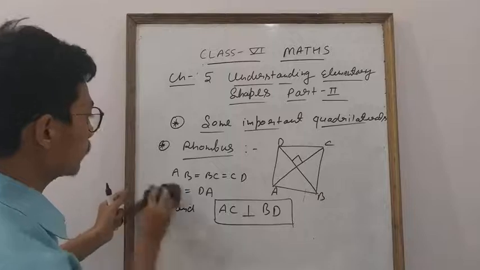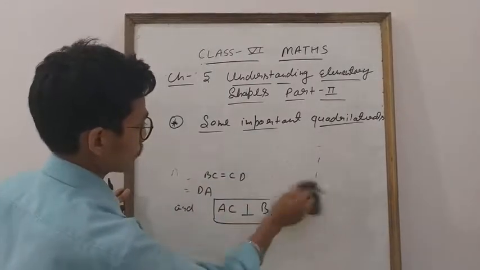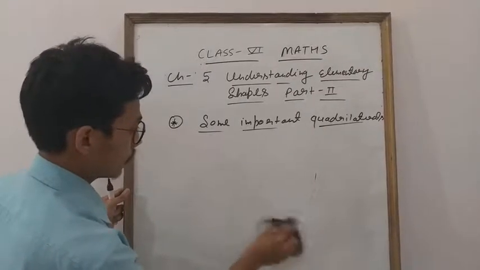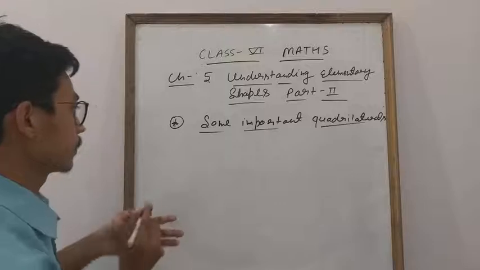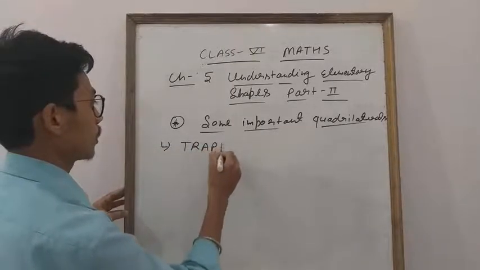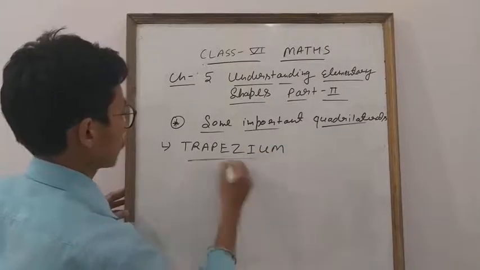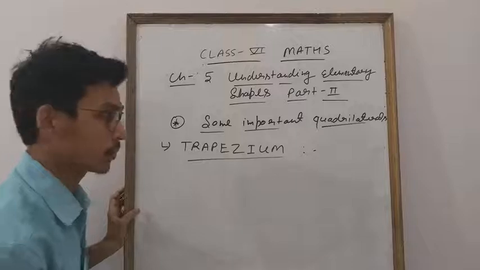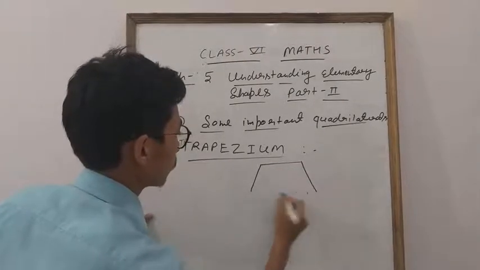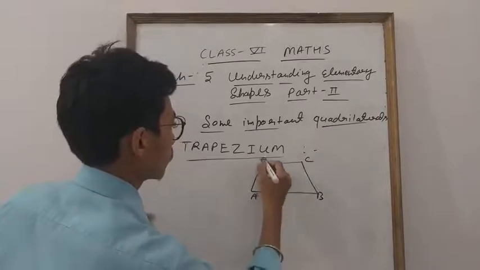Now the next very important thing, student, is trapezium. We will discuss trapezium. So the next term is trapezium. What is trapezium, student? Trapezium is like that. This is your trapezium, A, B, C, D.